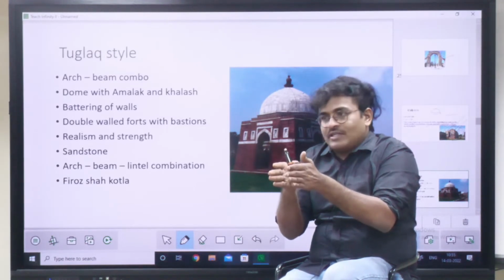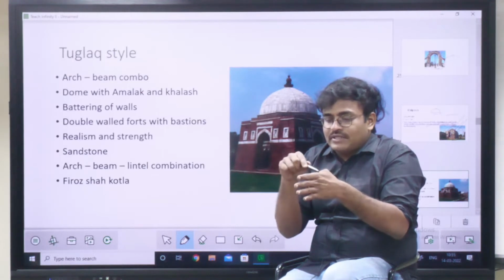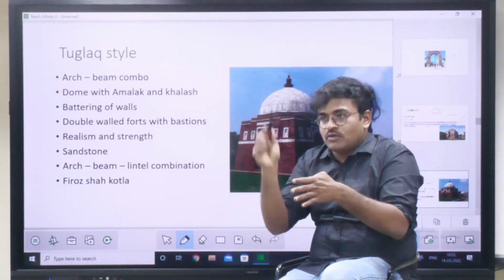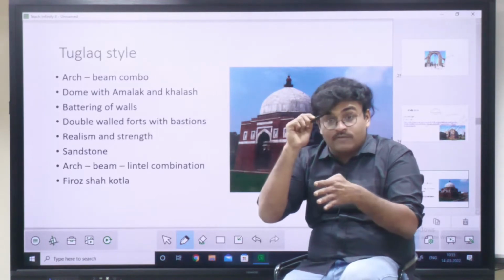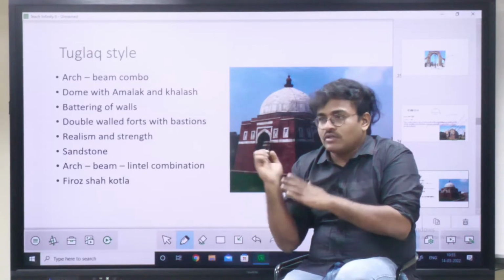So this double wall structure they started, and along with that, they are the ones who started constructing these kind of projections on the walls of forts, which are known as bastions. Remember Indus Valley civilization, I talked about these bastions. So bastion, double walled fortification, they developed.